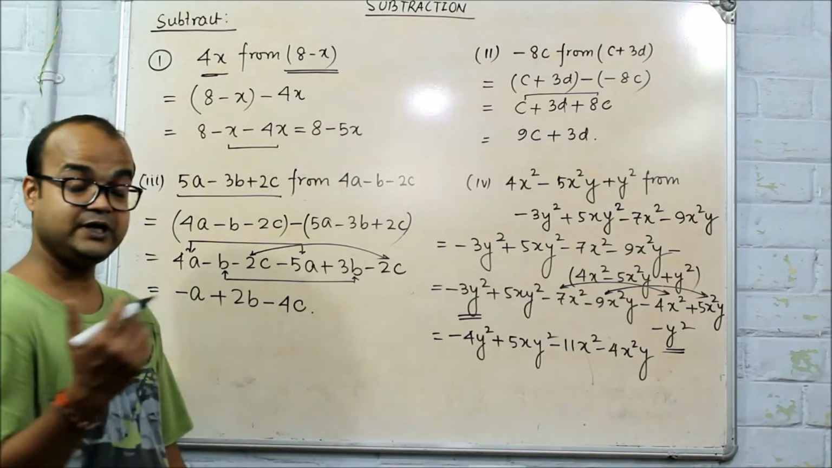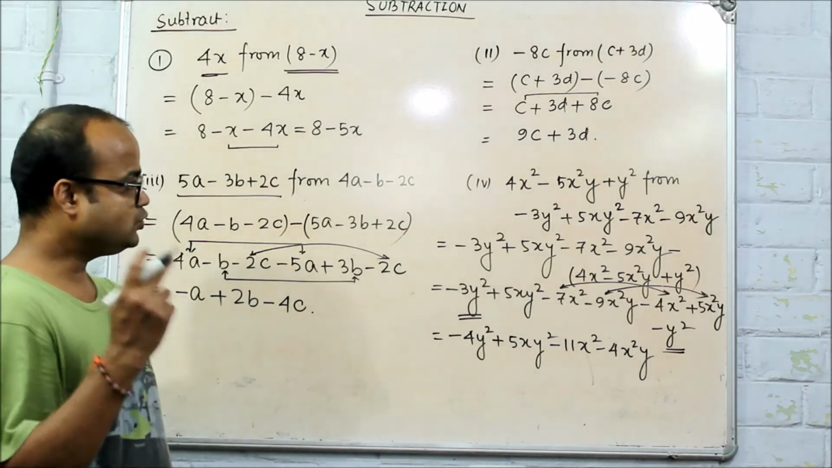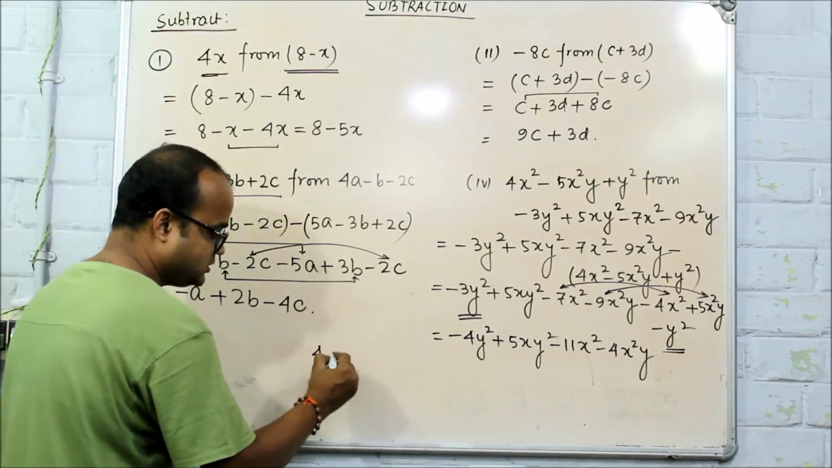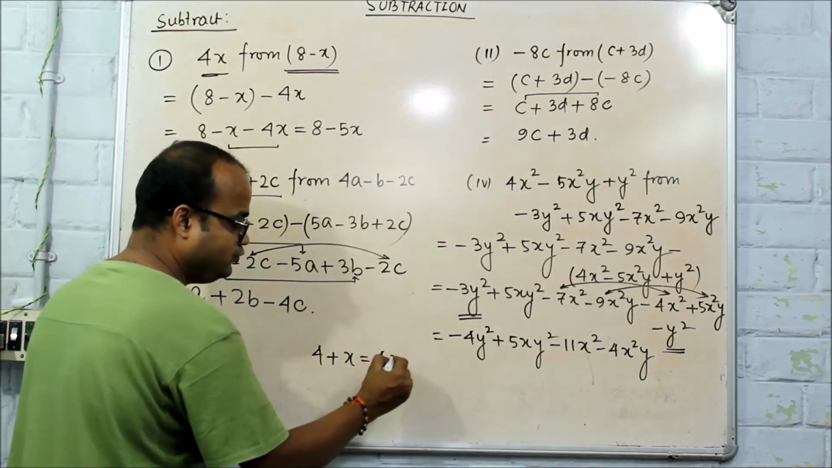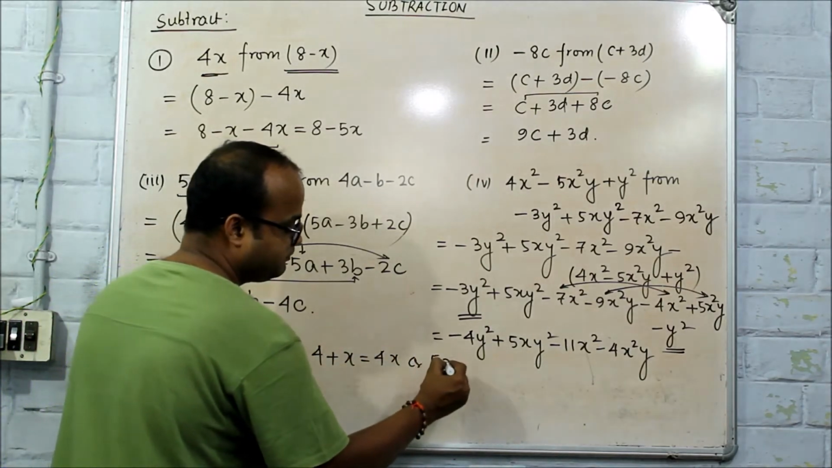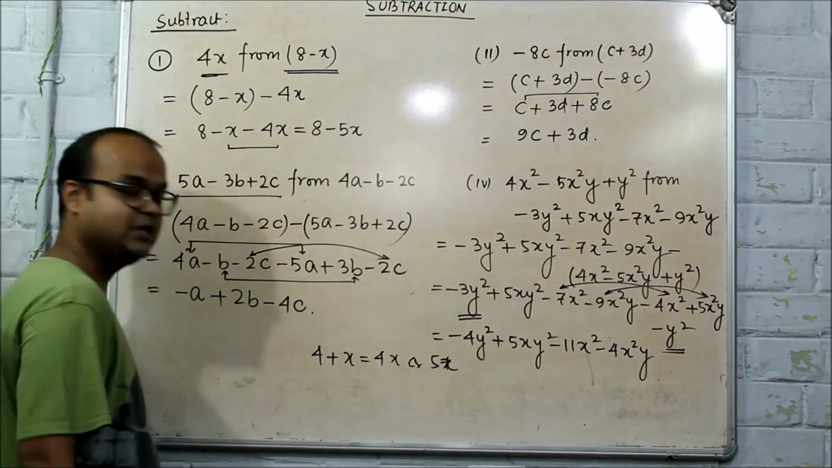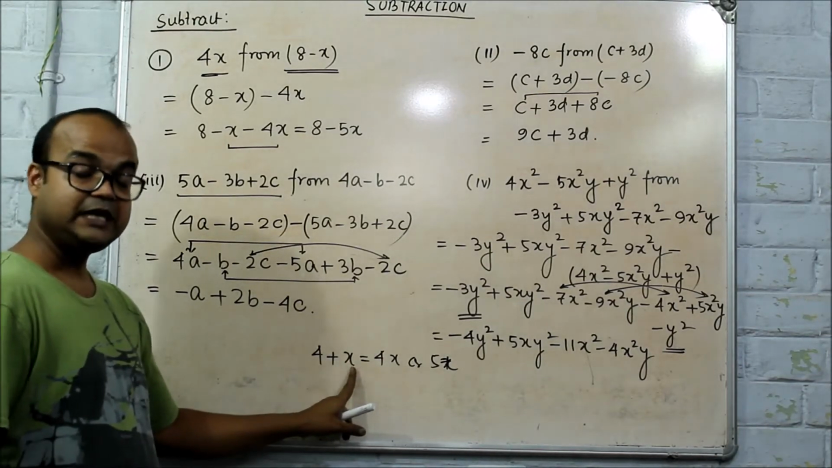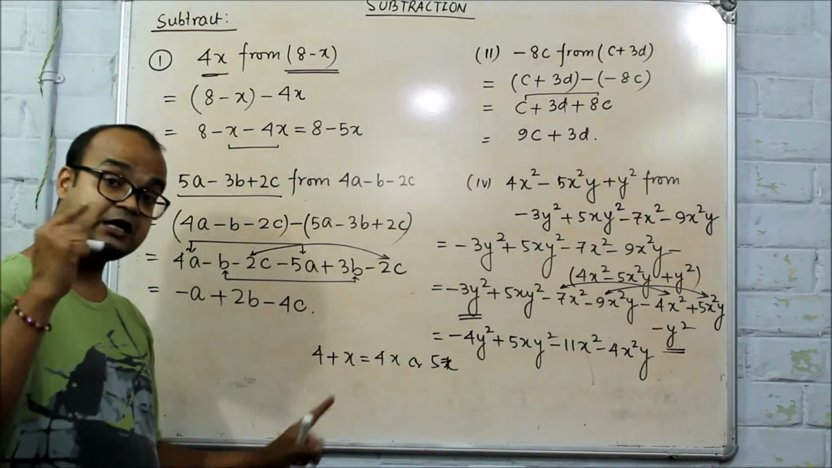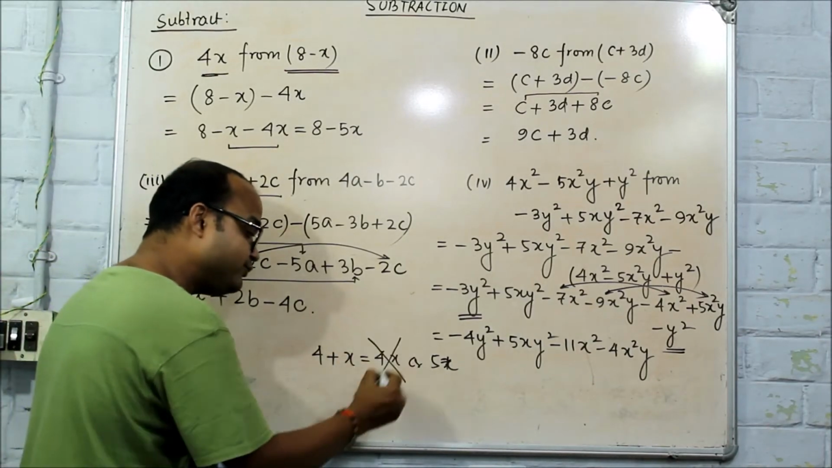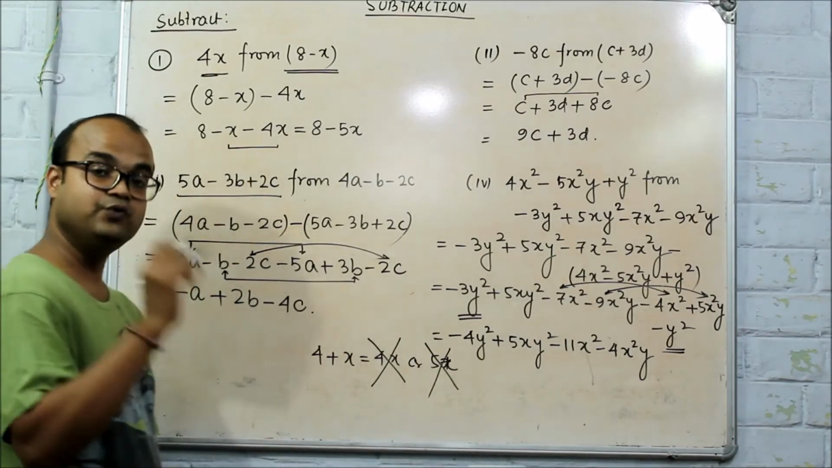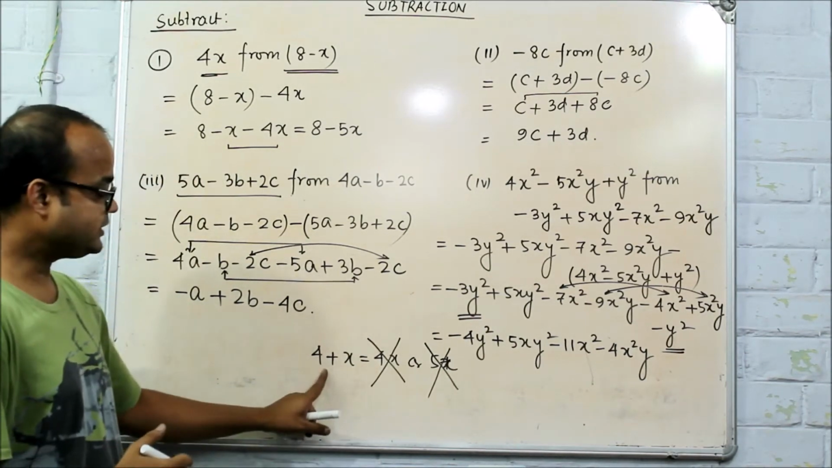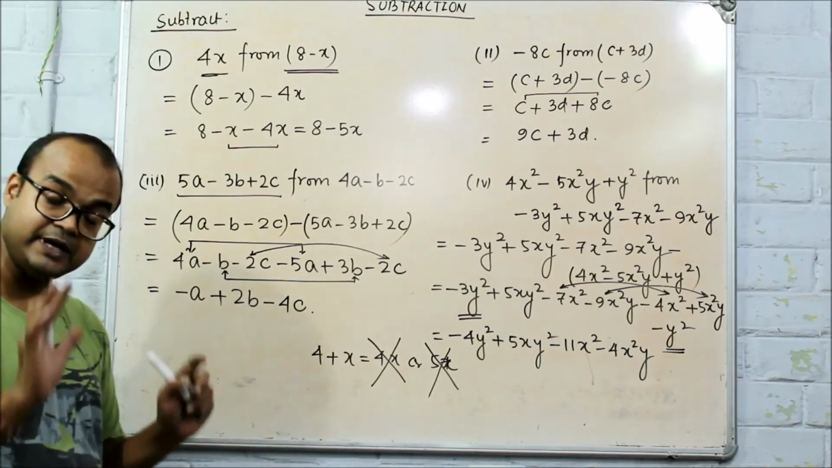We cannot simplify further. Now one question, which one of you asked: is 4 plus x equal to 4x, or 5 plus x equal to 5x? Dear student, 4 and x are unlike terms, so neither can you write 4x nor can you write 5x. 4 plus x, leave it as it is. It is one of the questions from your side, so I am discussing this. 4 plus x remains as it is.